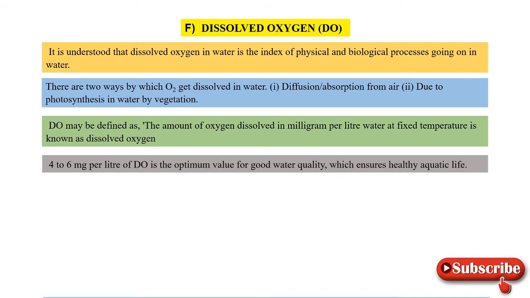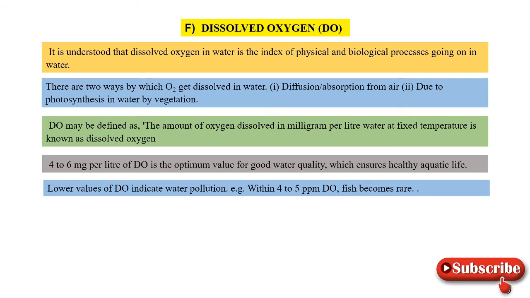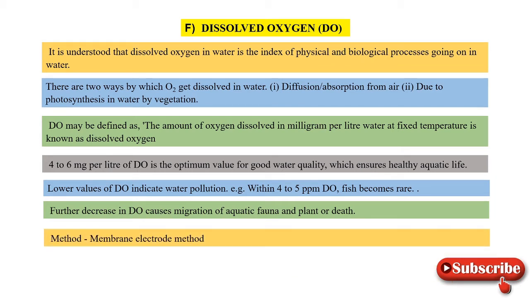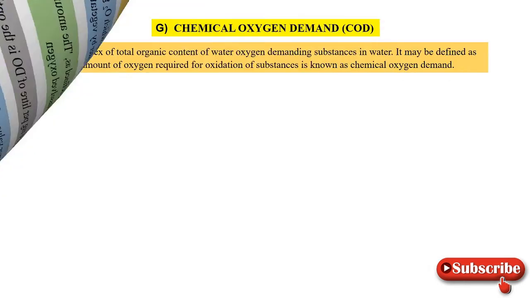And if the value of dissolved oxygen lowers, it indicates water pollution, as sometimes the value goes below 4 milligram per liter, and then some fishes die, or sometimes fish become rare. Further decrease in DO causes migration of aquatic fauna and plants, and sometimes deaths also take place. So the method for the determination of dissolved oxygen is the membrane electrode method. Using this method we can determine the amount of dissolved oxygen present in the water sample.